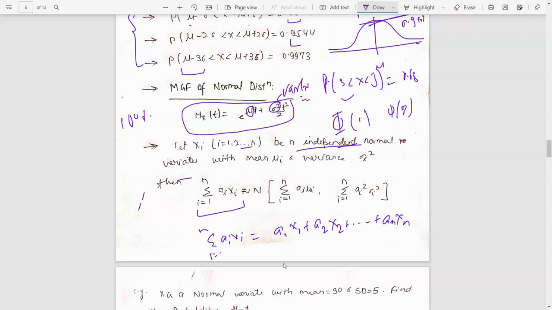So if you try to find the distribution of this particular thing, and if all the xi's are independent normal variates, then your resultant distribution, this summation, is also going to be a normal distribution. Your mean will be the summation of all the ai mu i, and your variance will be the summation of ai squared sigma i squared. So this is the additive property of independent normal distributions.